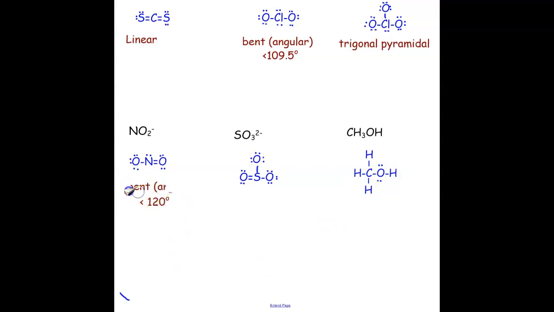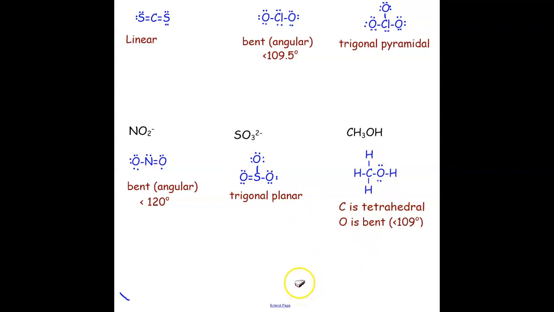Okay, let's look at the results. Nitrite has 3 electron domains and 1 lone pair, also bent, but with a larger bond angle than chlorite. Sulfite has 3 electron domains, no lone pair, and is trigonal planar. Carbon and oxygen each have 4 electron domains, but carbon has no lone pair. It is tetrahedral. Oxygen has 2 lone pair, so it is bent, with a bond angle a little less than 109.5 degrees.